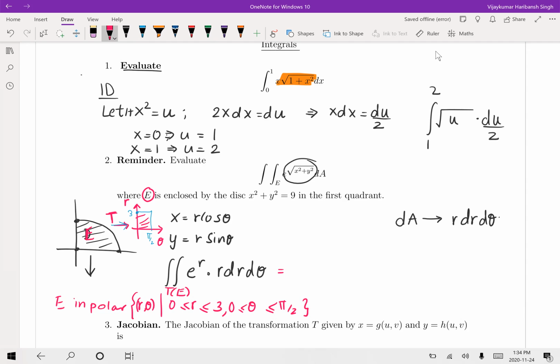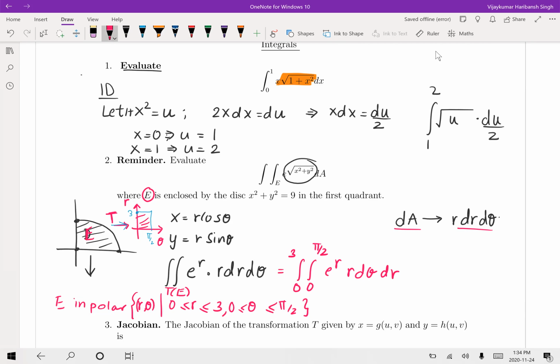Let's rewrite the integral, which is easy to compute then. So 0 to pi by 2, e to the r squared r dr d theta. Since it's a rectangle, I can choose any order, so I have d theta dr, with r from 0 to 3. There are two things to observe here. One, your area element is replaced by r dr d theta.